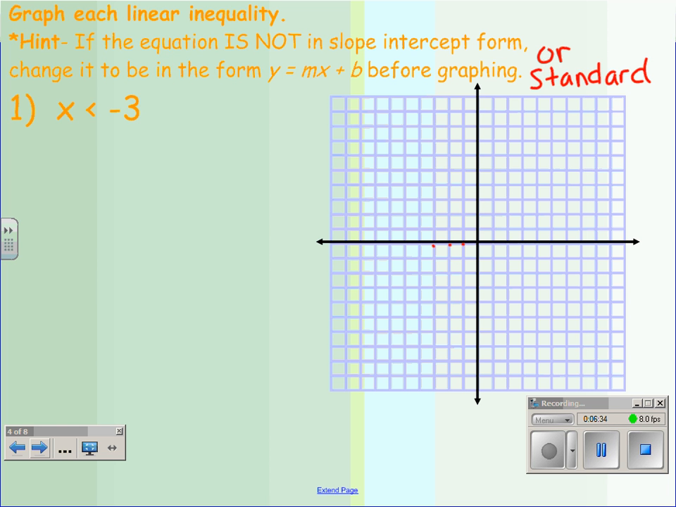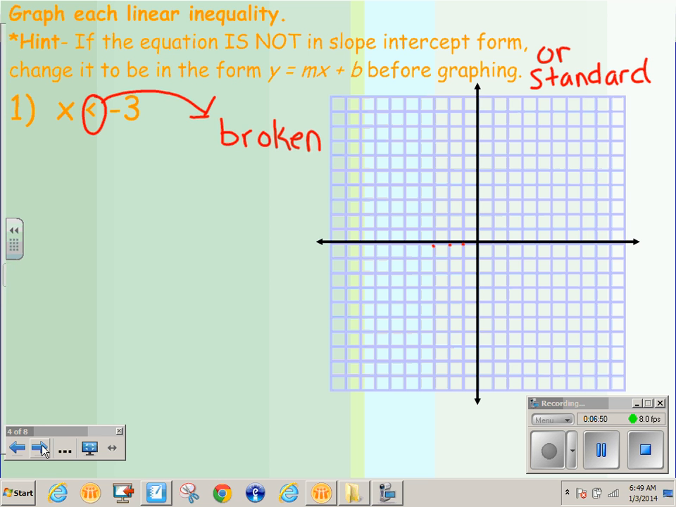So the first thing I have to consider is what kind of inequality sign I have. And what's that going to do to my line? Is that going to be a solid line or is it going to be a broken line? Well, I know that if it's less than, then that's telling us that that line is not actually part of the solution. So I know then it's going to be a broken line.